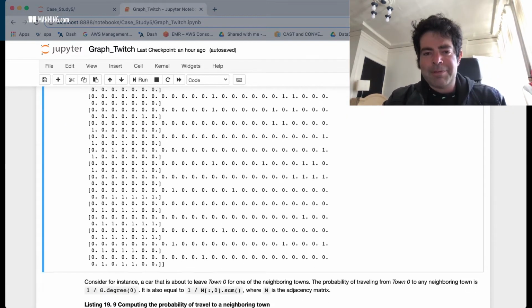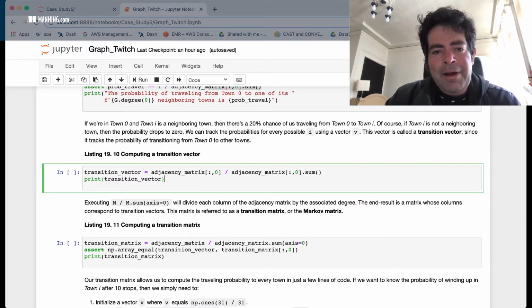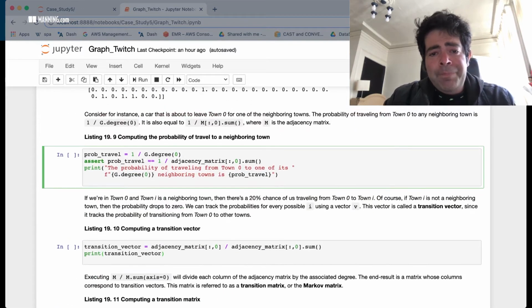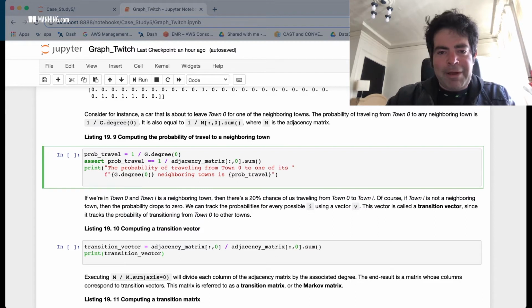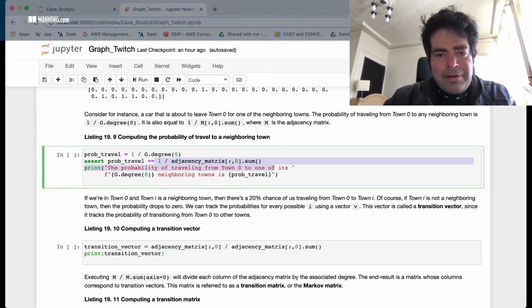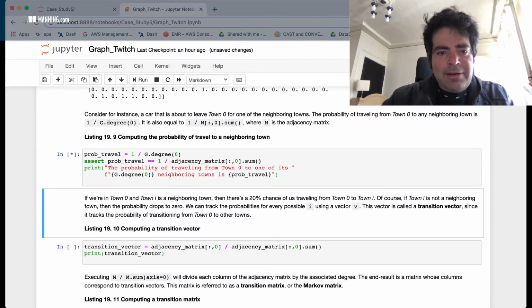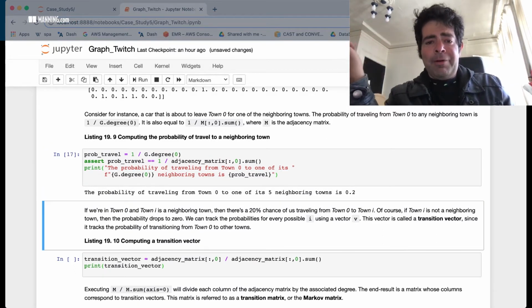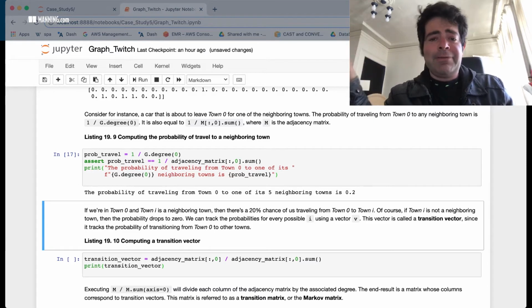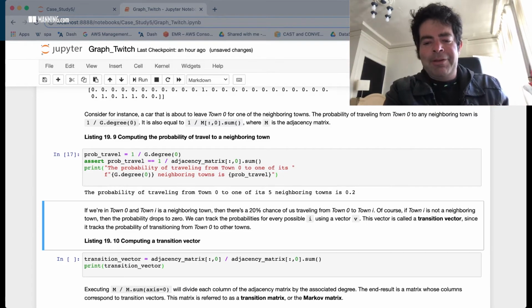And again, we can compute this probability directly, the probability of leaving town 0 for any neighboring town, by summing either the row or the column, it doesn't matter, and taking the inverse of that, aka dividing 1 by the sum. So if we compute this value, we get, as expected, 0.2. The probability of traveling from town 0 to one of its 5 neighboring towns is 0.2. Boring, and as expected, but we did it using simple math. So let's take it up a notch.